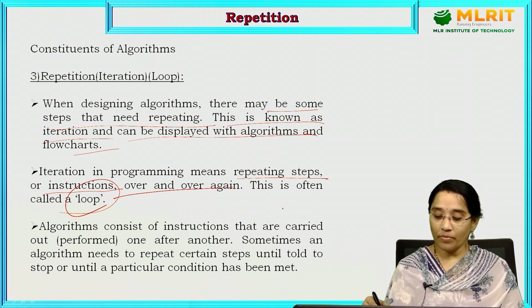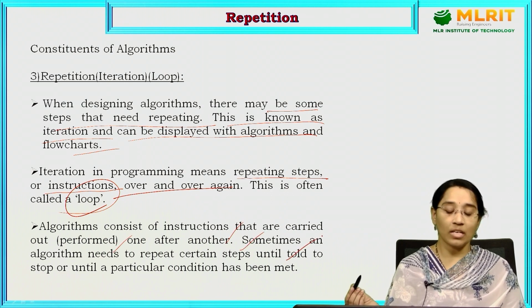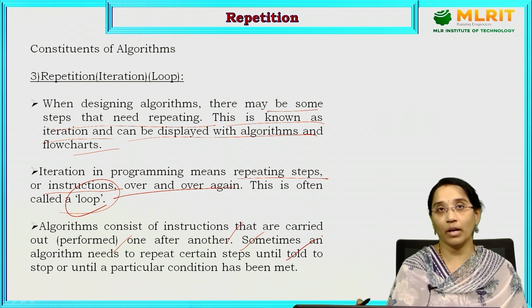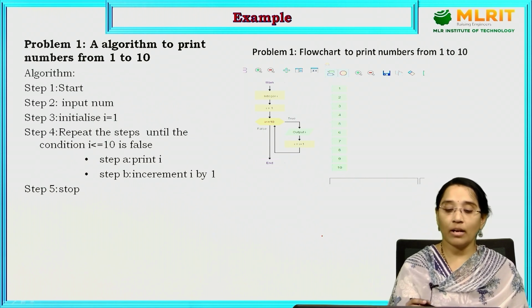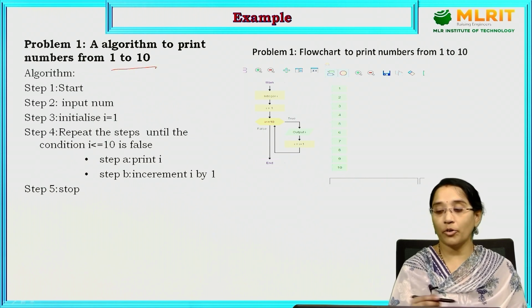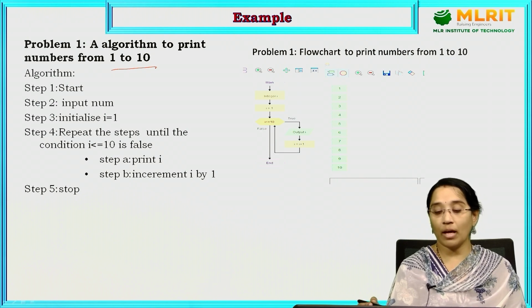Algorithms consist of instructions that are carried out one after another. Sometimes an algorithm needs to repeat certain steps until told. Until one specific condition is met, we need to repeat some set of statements again and again. For that we need a loop. Here, I want to print 1 to 10 numbers on my console. So how can I do it? With the help of a loop, I can repeat the statements.